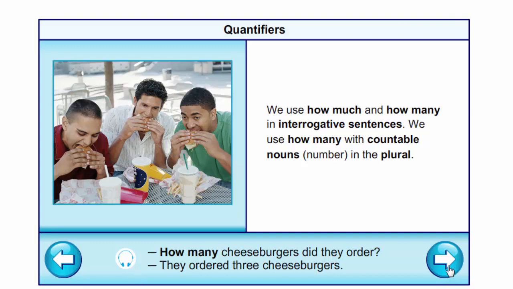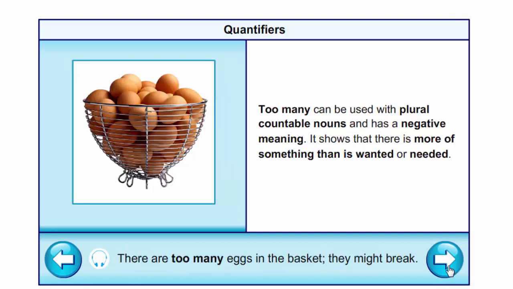They ordered 3 cheeseburgers. Too many can be used with plural countable nouns and has a negative meaning. It shows that there is more of something than is wanted or needed. There are too many eggs in the basket. They might break.